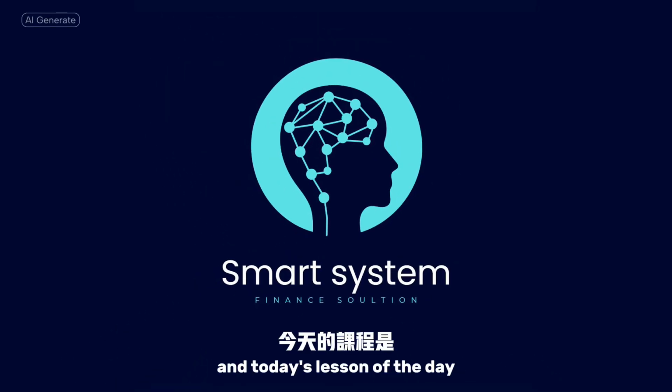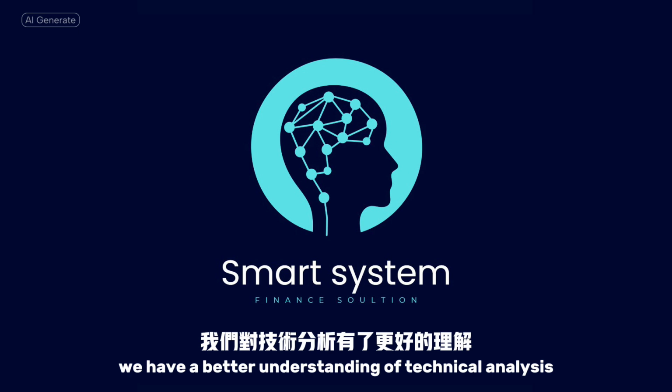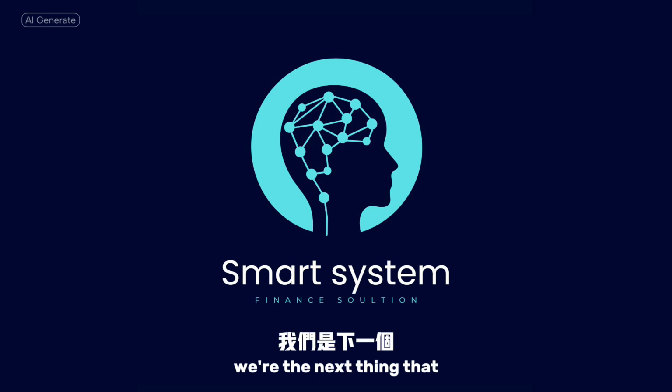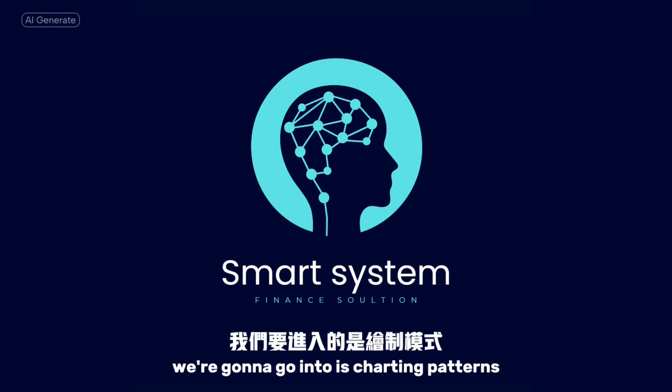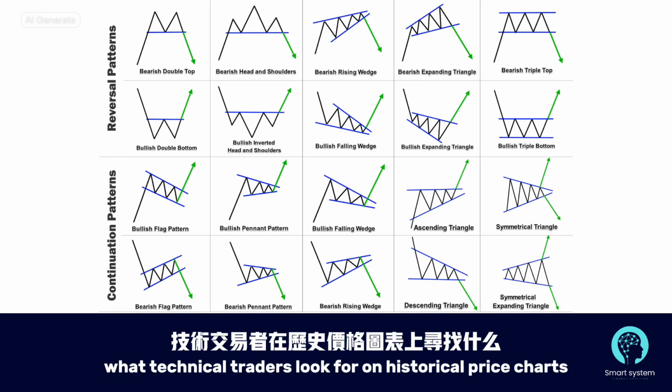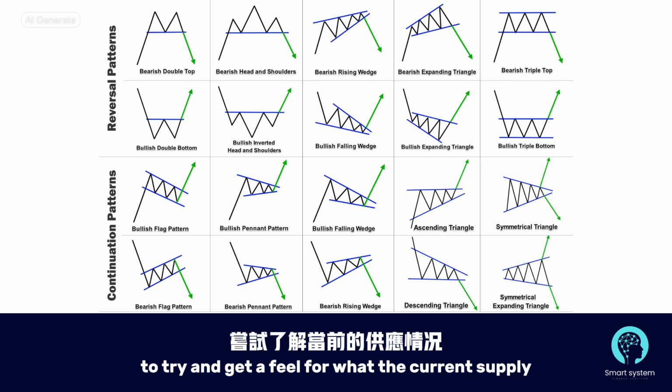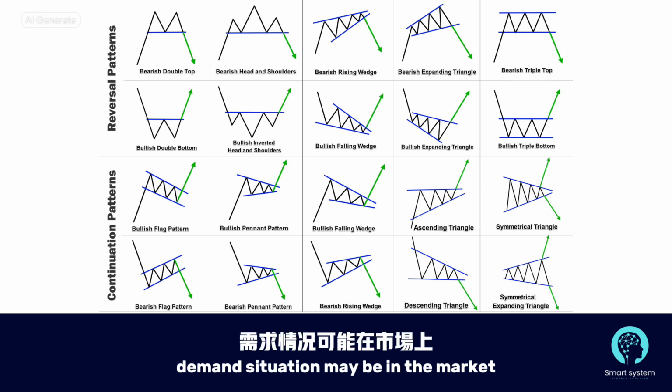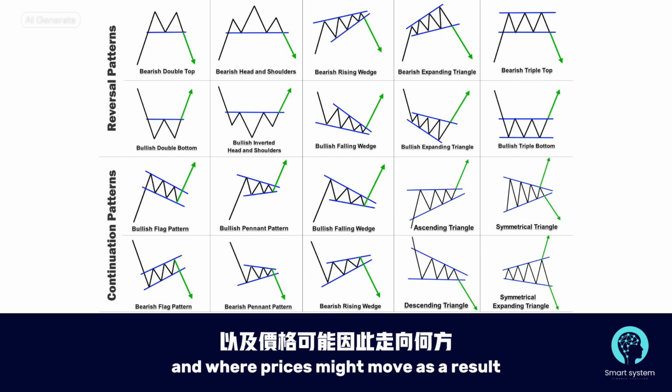And today's lesson of the day. We have a better understanding of technical analysis. The next thing that we're gonna go into is charting patterns. Charting patterns are basically what technical traders look for on historical price charts to try and get a feel for what the current supply demand situation may be in the market and where prices might move as a result.